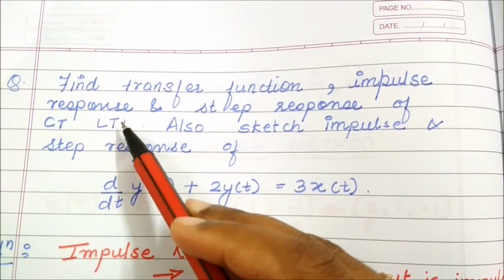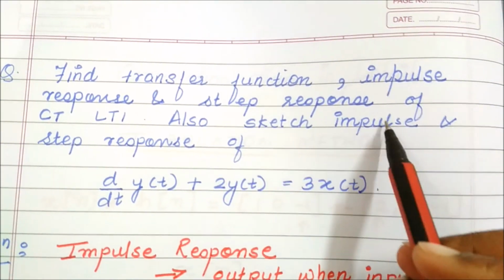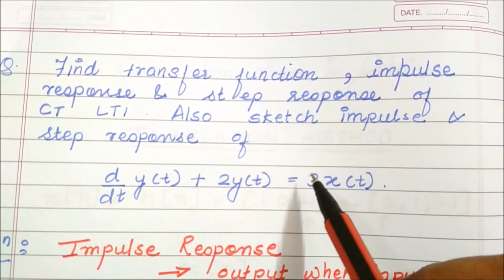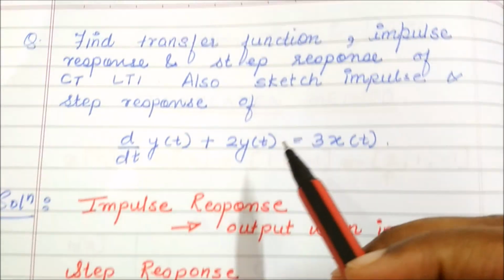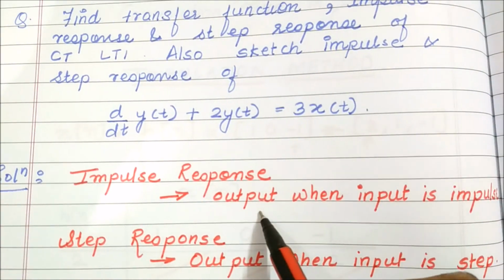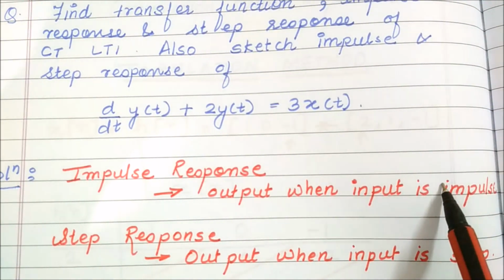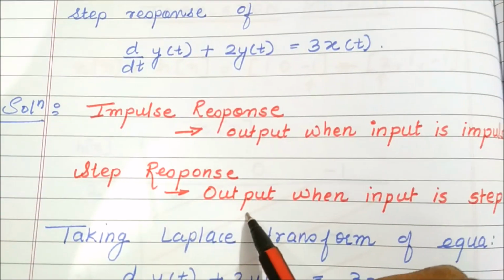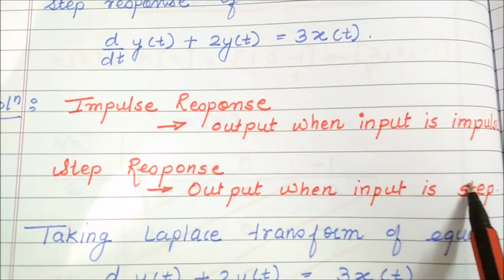CT means continuous time LTI system. Also sketch impulse and step response of so and so. Okay, so this is the given question. First thing we need to understand the question. What do you understand by impulse response? Impulse response means output when input is impulse. What do you understand by step response? Step response means output when input is unit step.